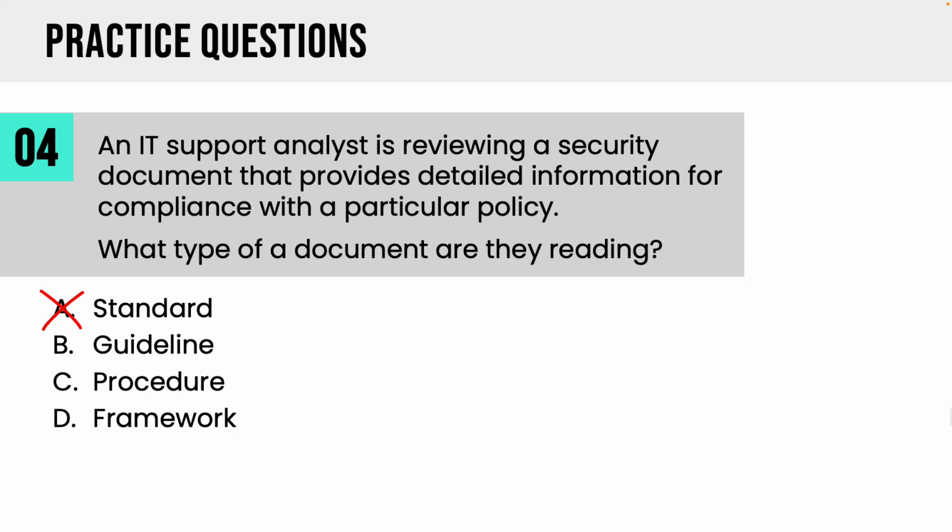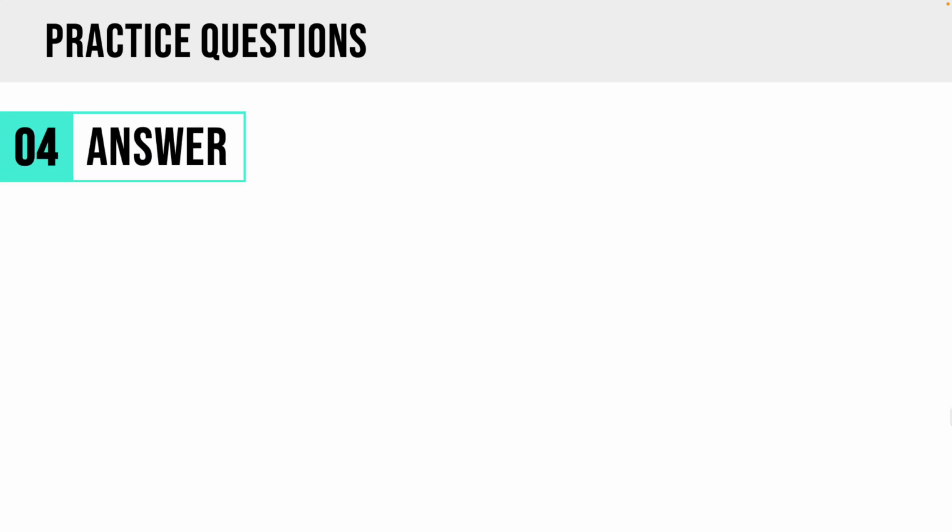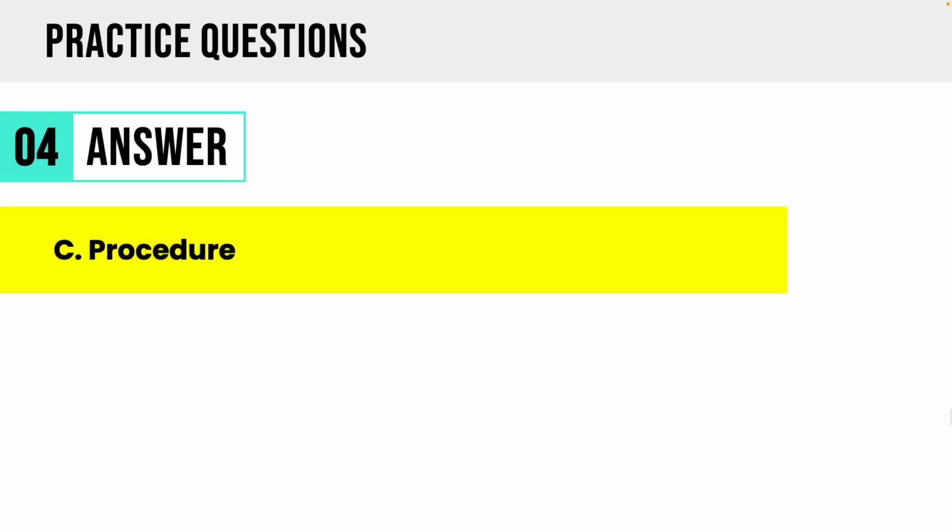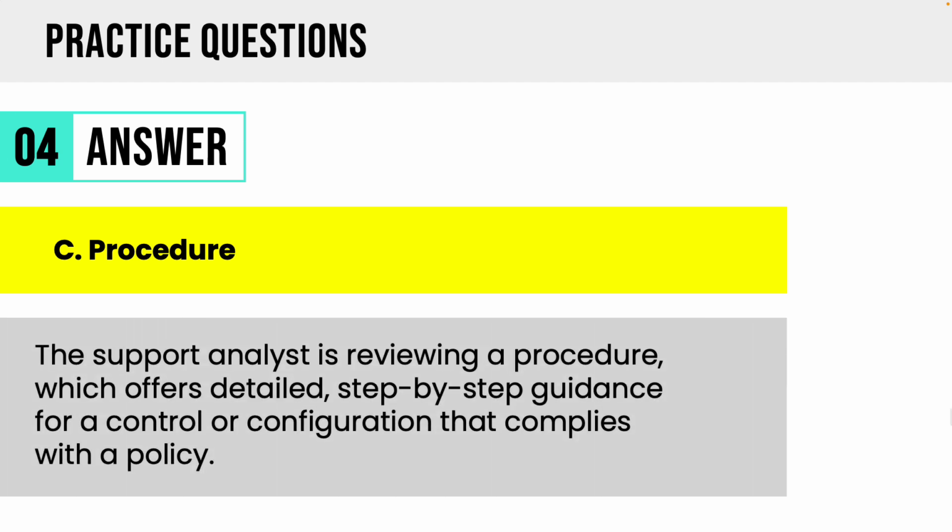Well, we know it's not a standard, and I know it's not a guideline. These are going to be a bit higher level. This says detailed information, so I'm looking for something a bit more specific. So frameworks can certainly offer a lot of different types of guidance, so that's detailed in a sense. A procedure is certainly detailed. Which do you think it is here? So the answer is C, procedure. The support analyst is reviewing a procedure which offers detailed step-by-step guidance for a control or configuration that complies with a policy.